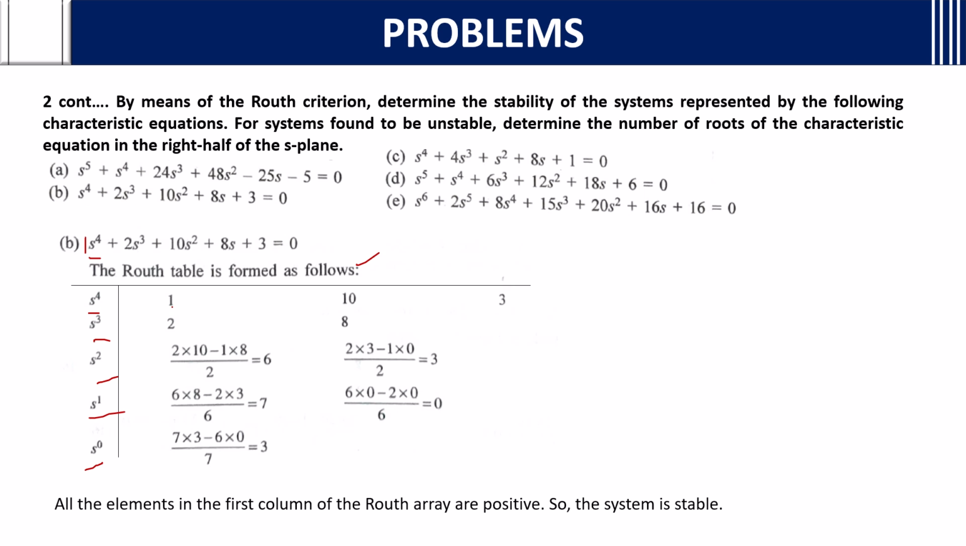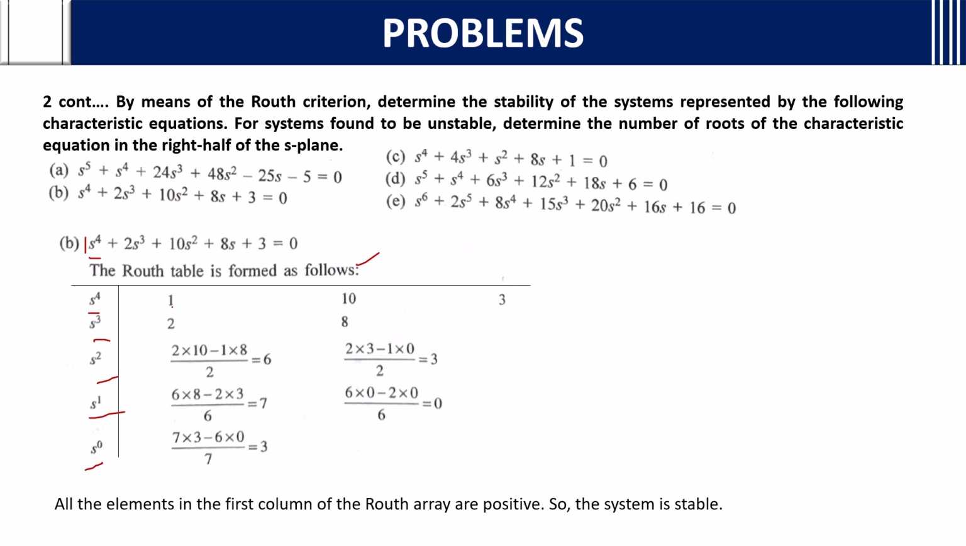Now this you will multiply with this. 6 into 8 minus 2 into 3 by 6. So you will get 7 as the answer. Then 6 here, 0 is there. So 6 into 0 minus 2 into 0 by 6, again it is 0. Okay. Now we are done with the third row also.